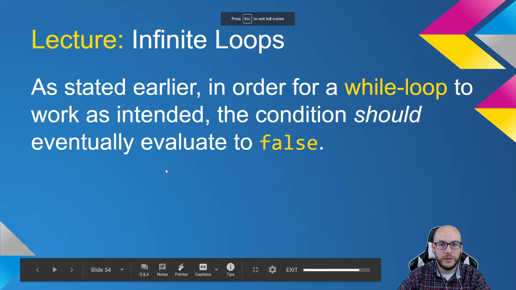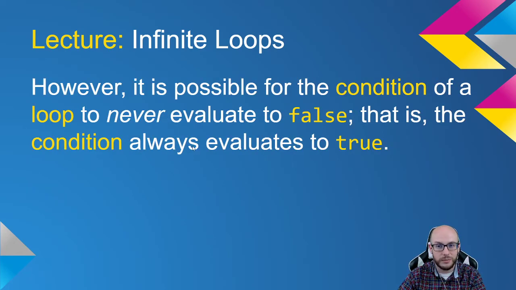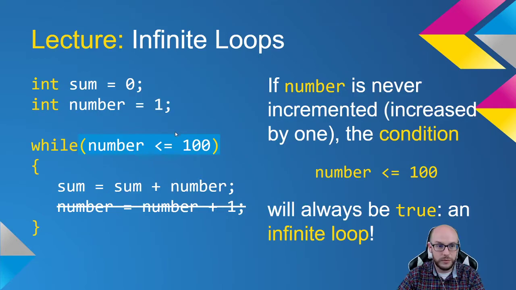As stated earlier, in order for a while loop to work as intended, the condition should eventually evaluate to false. However, it is possible for the condition of a loop to never evaluate to false. That is, the condition always evaluates to true. A loop that contains a condition that always evaluates to true is known as an infinite loop.